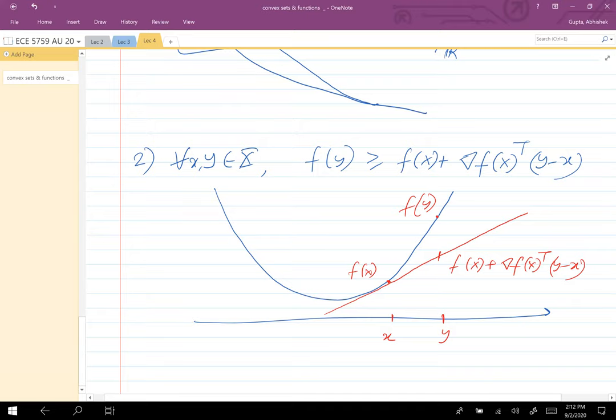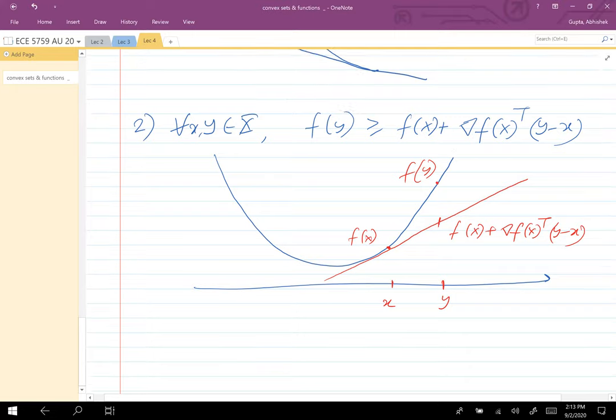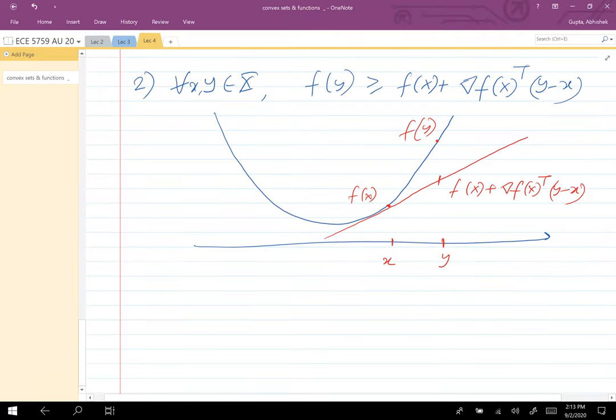It just touches the function at f(x), and of course, depending on the curvature, it may touch the function at other points, but otherwise you just draw a hyperplane which is tangent to the original function at f(x), and you want this hyperplane to be below the function f itself. And that's the second equivalent definition of convex function, assuming that the function f is differentiable once. Any question on this particular definition of convex function?